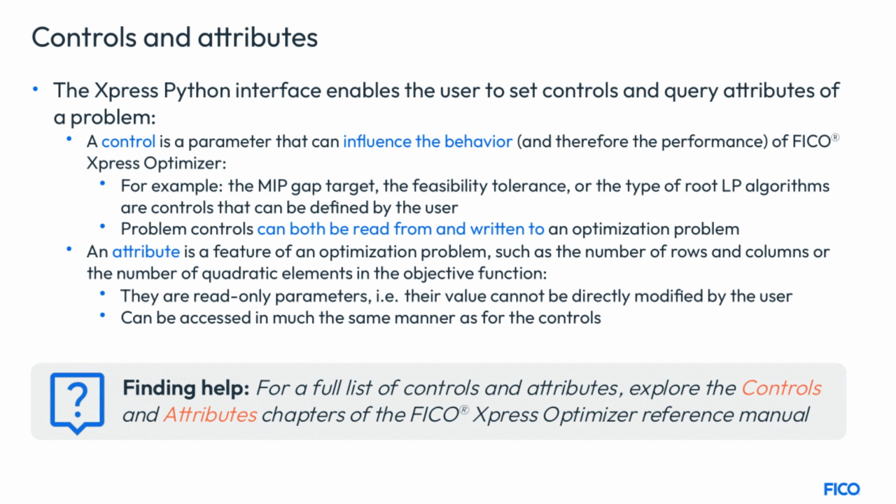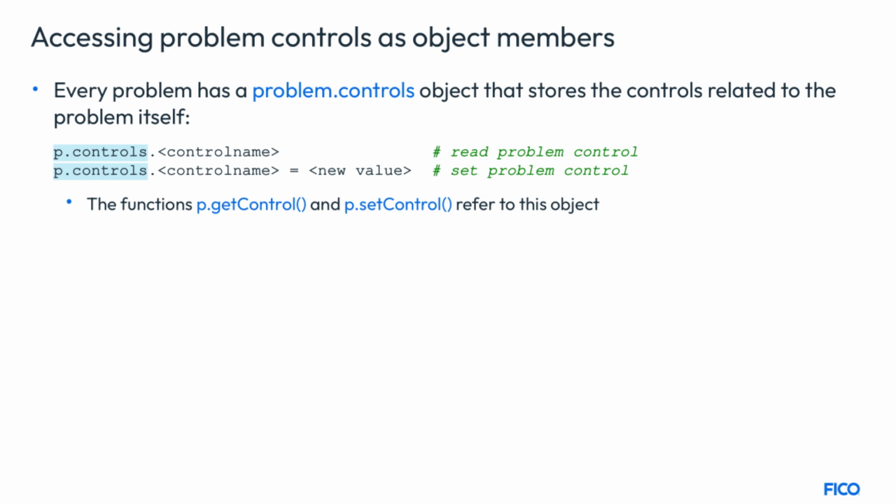Every optimization problem has its controls object, which can be both read and written to by using problem.controls followed by the control name, which can also be used to set a new value for the control if a new value is assigned to it. The functions getControl and setControl from the problem class refer to this object.